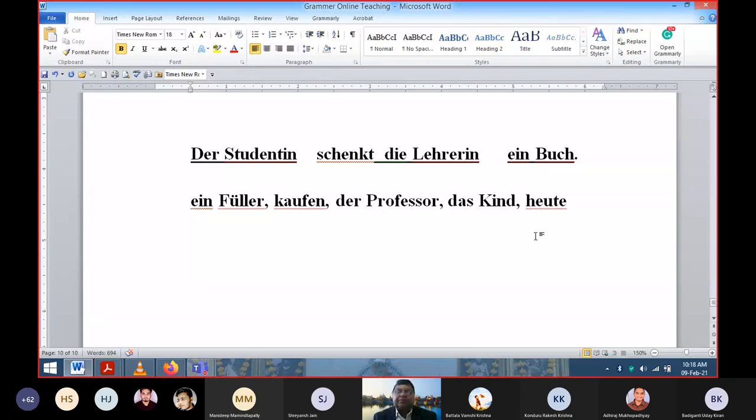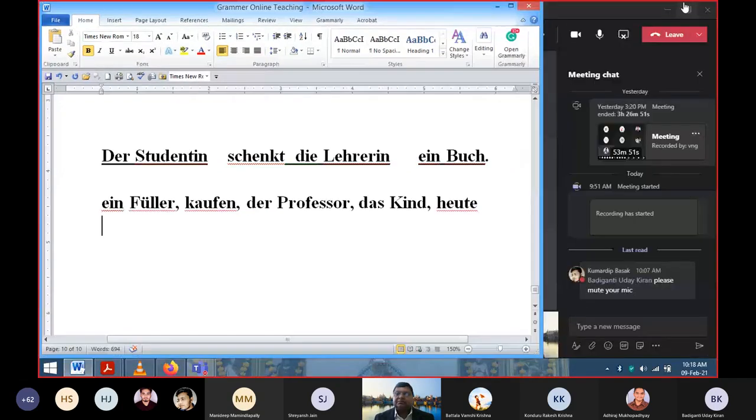Everybody should make a sentence by making necessary changes with the article form, with the verb form, and properly replace the words and make a meaningful sentence. You all should try. Then I will ask some of you.